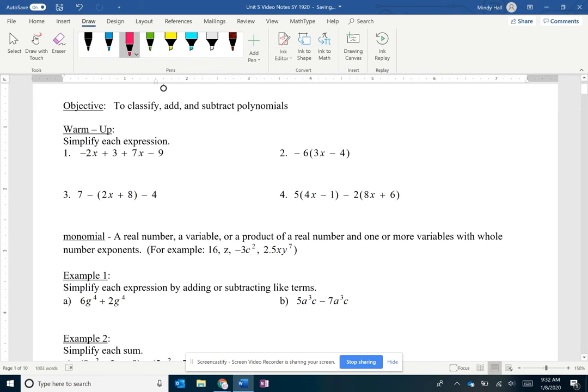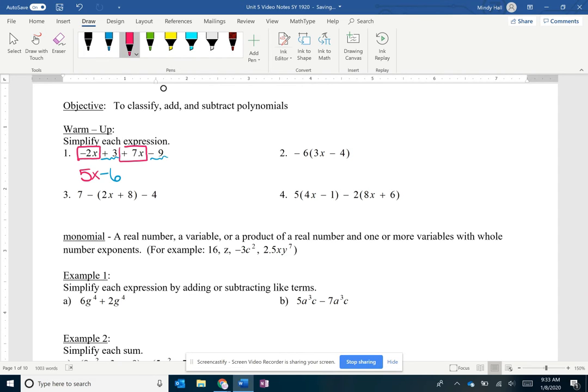So remember, with combining like terms, you want to look for the terms that have the same variable to the same power. So negative 2x and 7x would be like terms, but negative 2x and 3 would not, because the 3 does not have an x. So negative 2 plus 7 would give me a positive 5, and we keep the x. And then positive 3 minus 9 would give me negative 6. So it would be 5x minus 6.